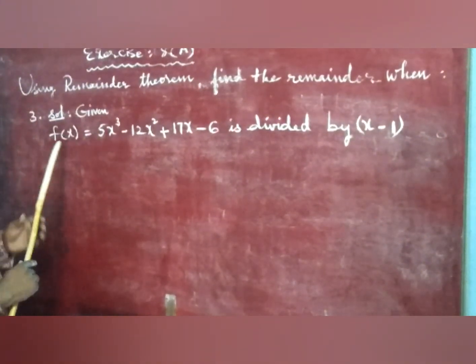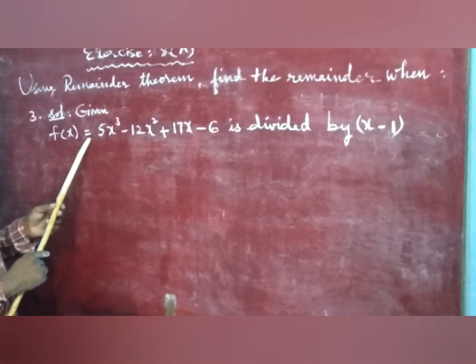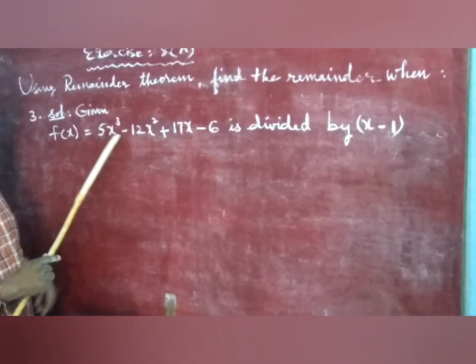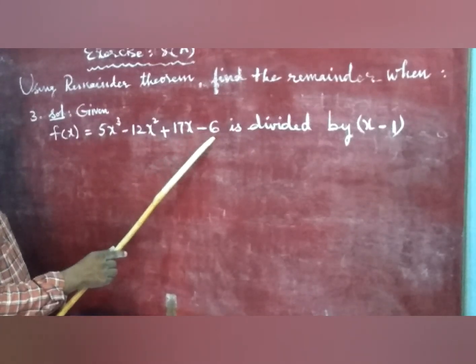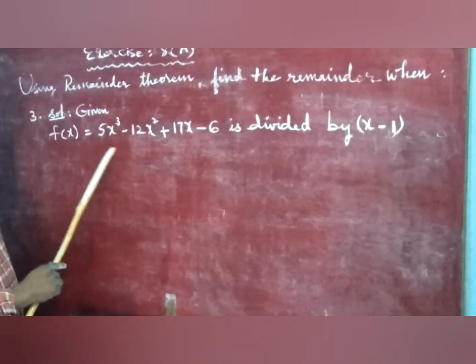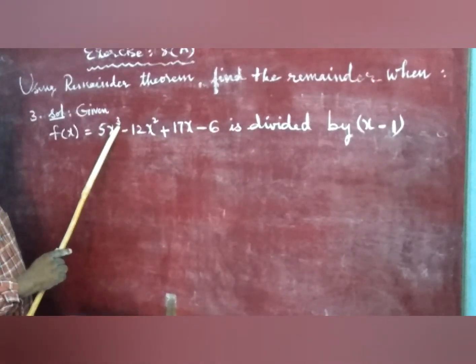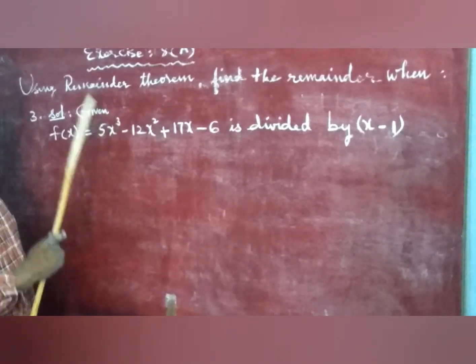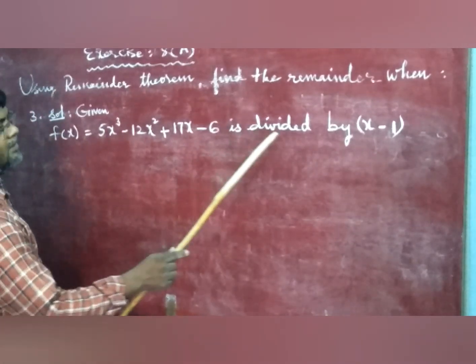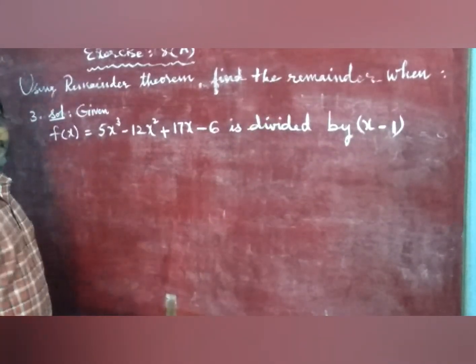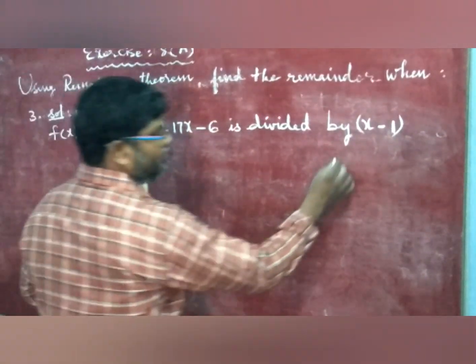Alternate problems. Third problem. f of x is equal to 5x cube minus 12x square plus 17x minus 6. This is third degree polynomial. Power is 3, third degree. Before I did second degree, now third degree. It is divided by x minus 1.